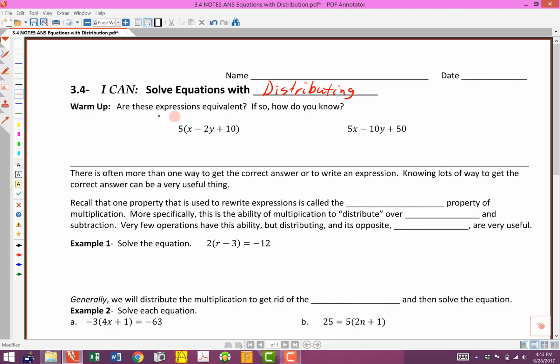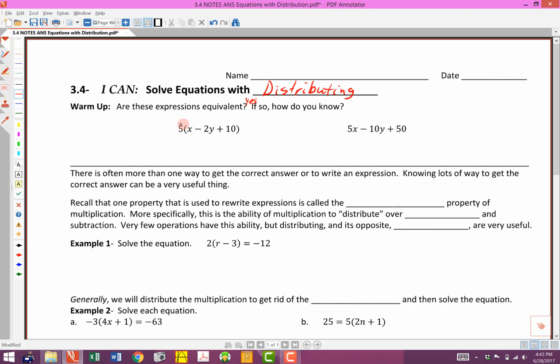So here's the warm-up. Are these expressions equivalent? So we've got two algebraic expressions. One is 5, and then a set of parentheses, x minus 2y plus 10. And the other one is 5x minus 10y plus 50. So question is, are they equivalent? And the answer to that is yes. And how do we know? Well, there are a couple different ways that we know.